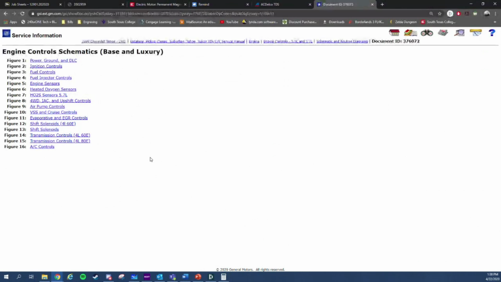So now out of these, which one would you find either your ignition or your fuel? Ignition controls, fuel controls, or fuel injector controls. Which one do you want to check out? Number 3, number 4. I'd probably say 4, because you only need to stop the injectors from putting fuel in.